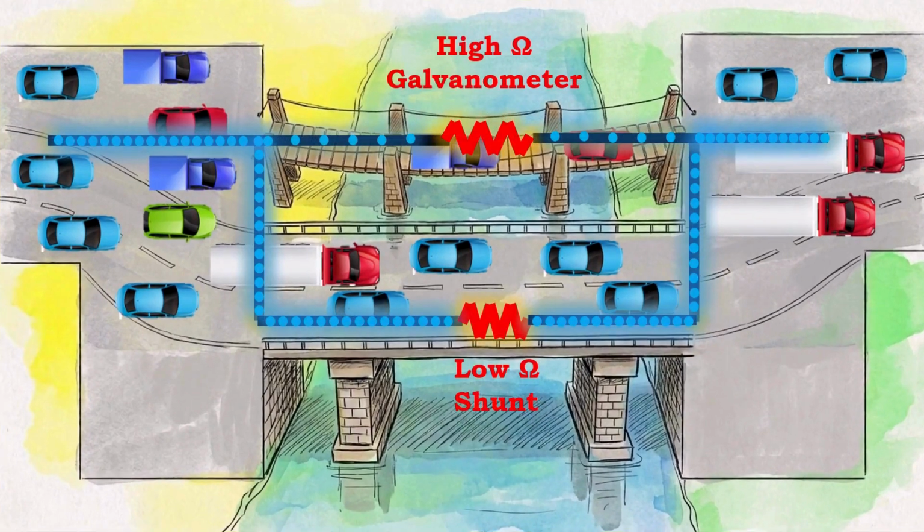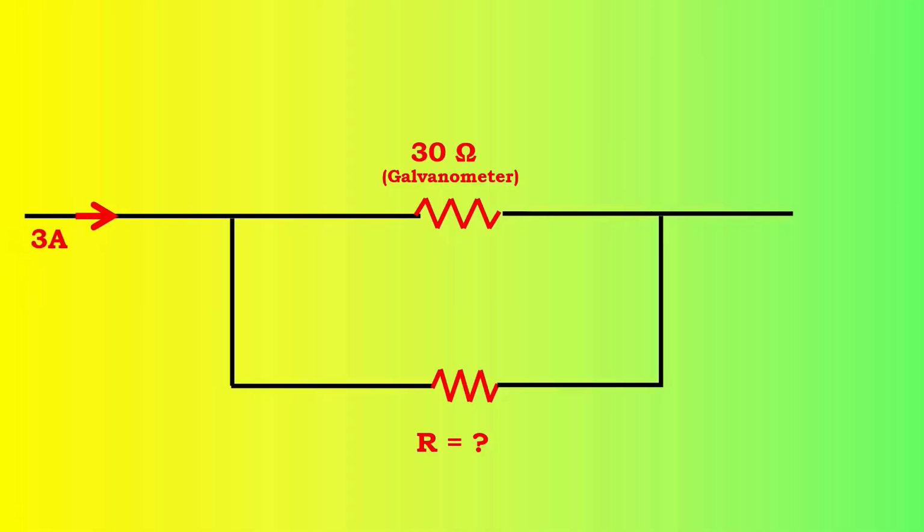Exactly the same thing happens here. The galvanometer is the narrow bridge. The shunt resistance is the wide bridge connected in parallel. Because the shunt has very low resistance, most of the current flows through it. Only a small, safe current passes through the galvanometer. So converting a galvanometer into an ammeter simply means protecting it by diverting most of the current through a low resistance parallel path. Now come back to the actual circuit.